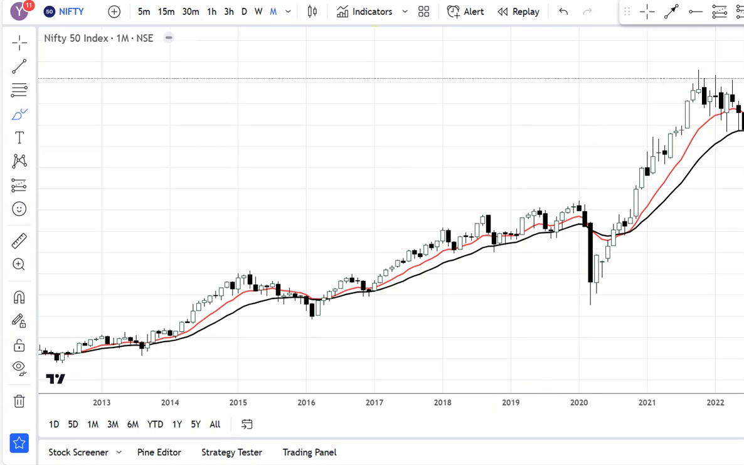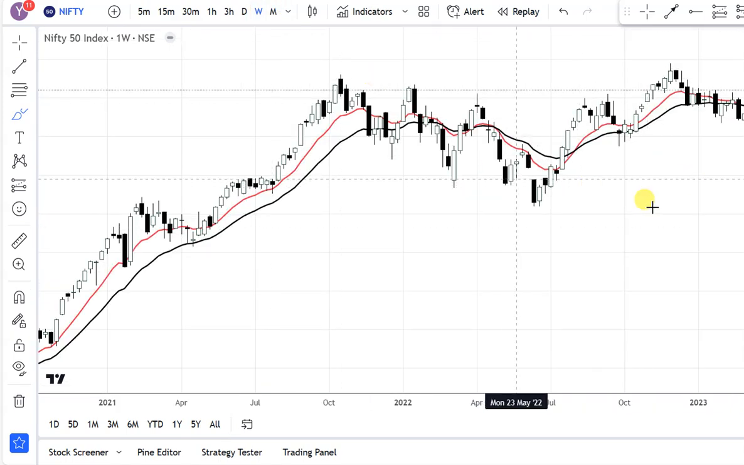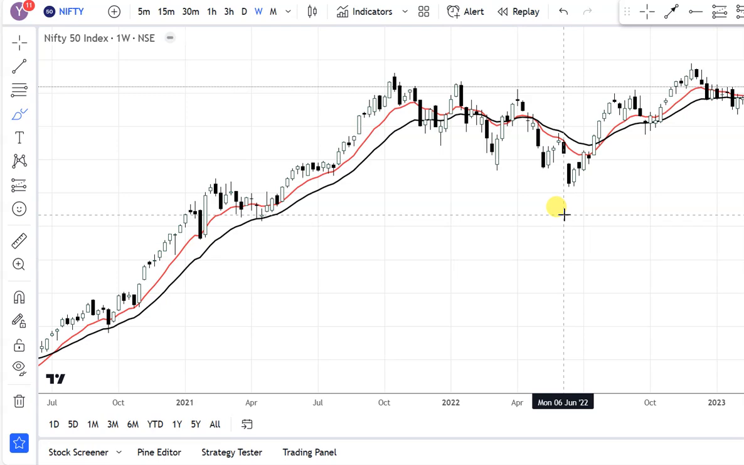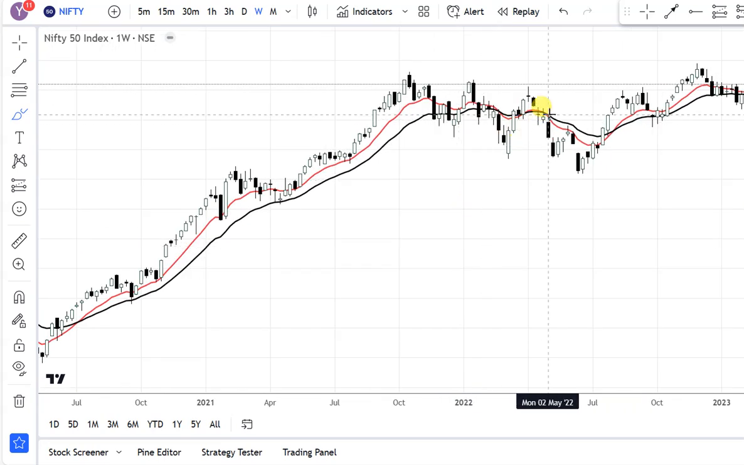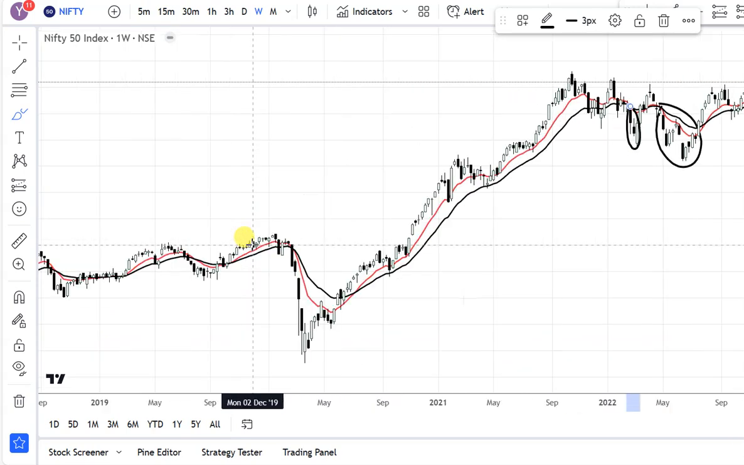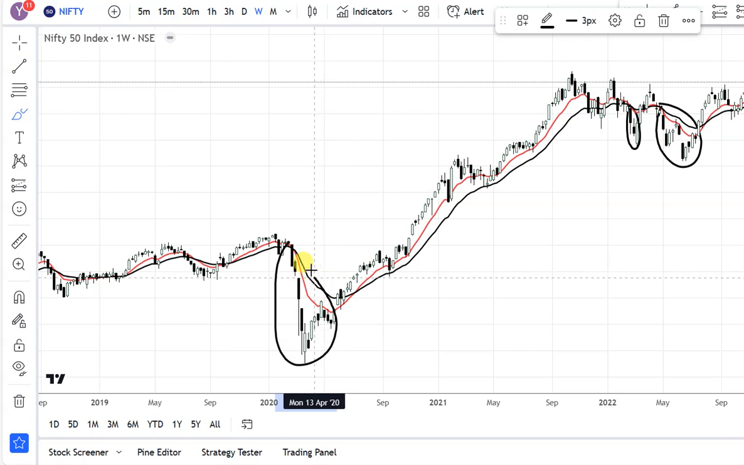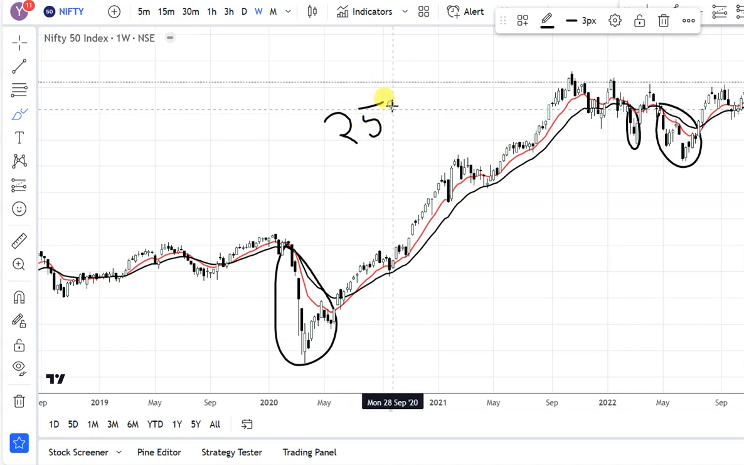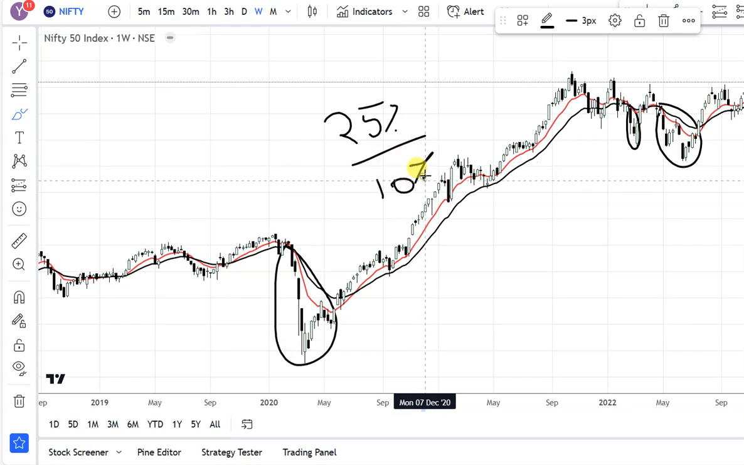Now when you come to the weekly time frame, you can time your markets. Whenever on the weekly time frame 10 goes below 20, avoid aggressive buying. Over here it was a time to avoid aggressive buying, and here too. If you're putting 25% in the first go, make it half, make it 10%, or avoid trading in this market altogether.